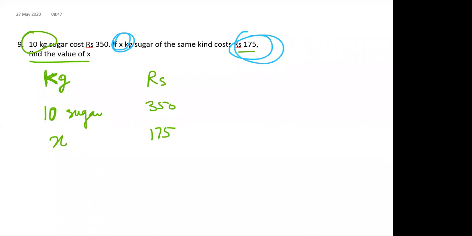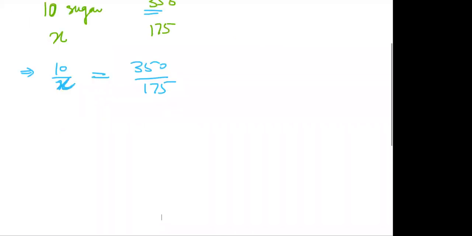Now the procedure is very, very simple. Just write 10 upon X is equal to 350 upon 175. Do cross multiply and find the answer. So 10 upon X is equal to 350 upon 175. X into 350 is equal to 10 into 175.